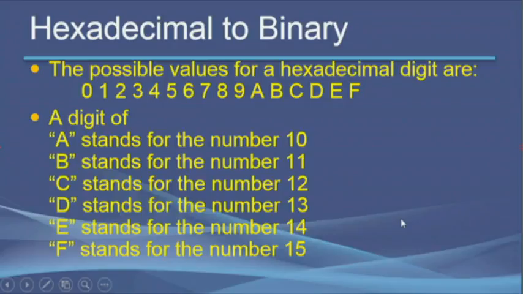So let's come to the next topic, hexadecimal to binary. Hexadecimal is another numbering system which consists of 16 separate digits which start from 0 to F. You may wonder what A, B, C, D, E and F are. Actually those are the numbers represented in the hexadecimal numbering system. So A stands for number 10, B for number 11, C for number 12, D for number 13, E for number 14 and F for number 15.